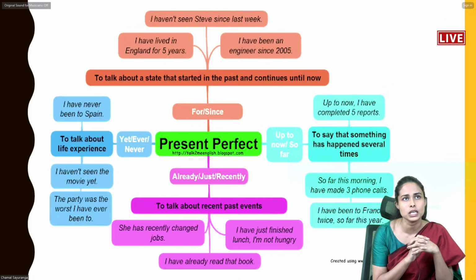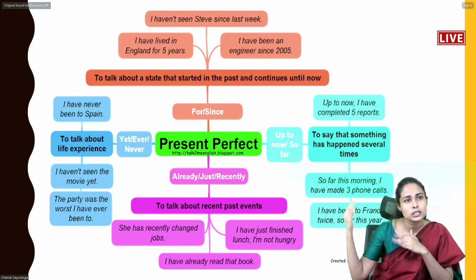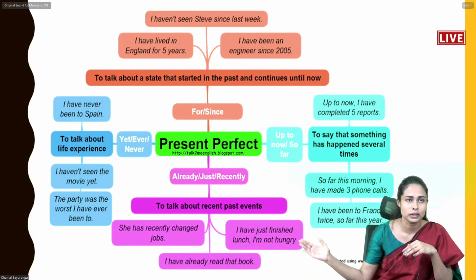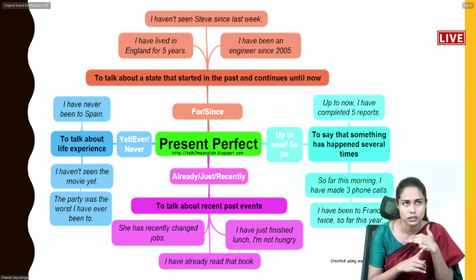I haven't seen Steve since last week. Since last week, I haven't seen Steve. Today also, up to this point, I haven't seen Steve. So you can tell it in present perfect. I have been an engineer since 2005. I started my journey as an engineer in 2005, so you can say I have been an engineer since 2005. You started your journey at that time, and still you are an engineer. Then you can use present perfect tense.